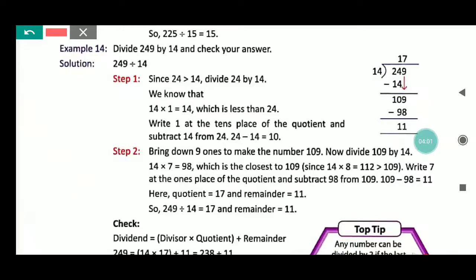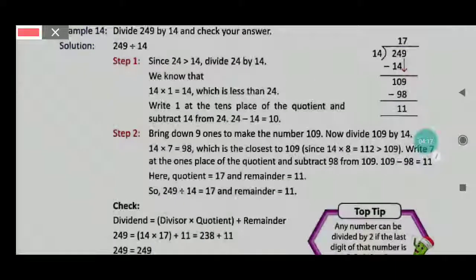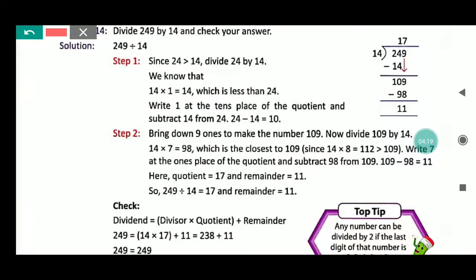Now step 2. Bring down 9 ones to make the number 109. Now divide 109 by 14. So 14 into 7 equals 98, which is closest to 109. Since 14 into 8 is 112, that is greater than 109, it could not be subtracted here, so we will write 98 over here.